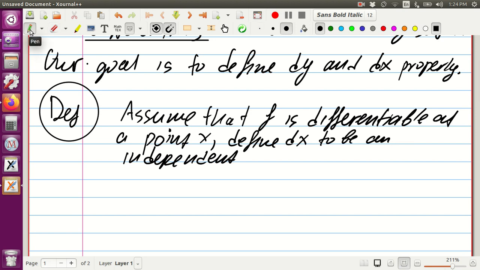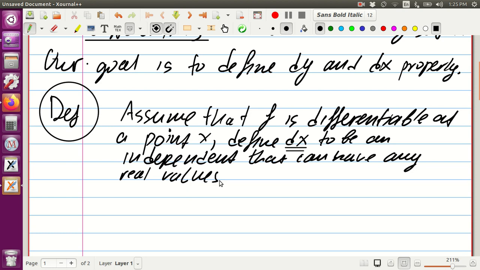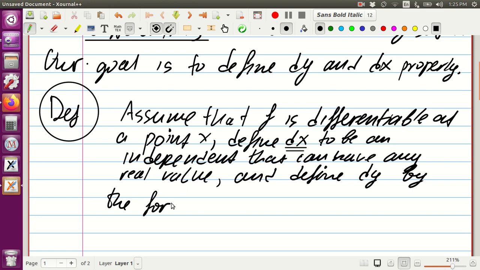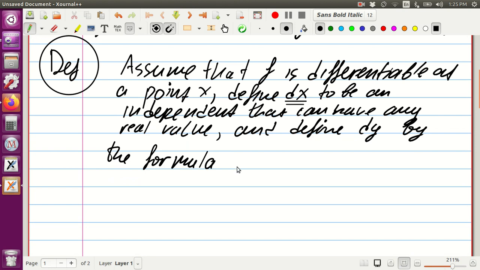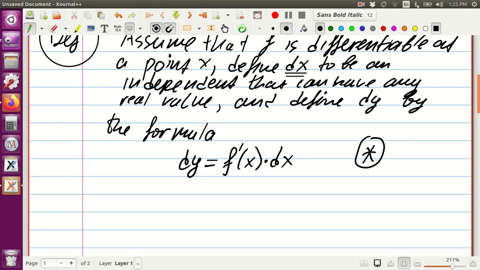So independent is dx. And if it's independent, then it can have any real value. All right, and define dy by the formula. And the formula would be dy equals f prime of x dx. Let's call it formula star because we want to use it later.